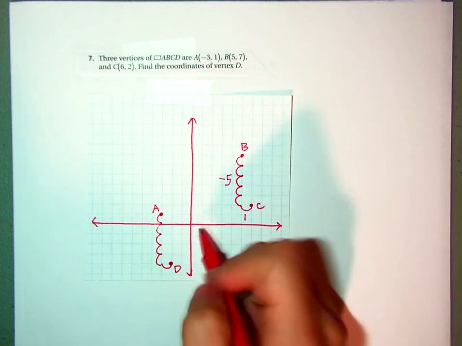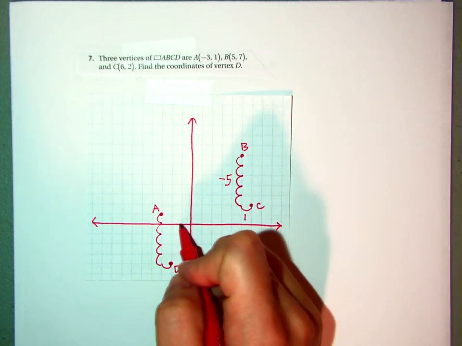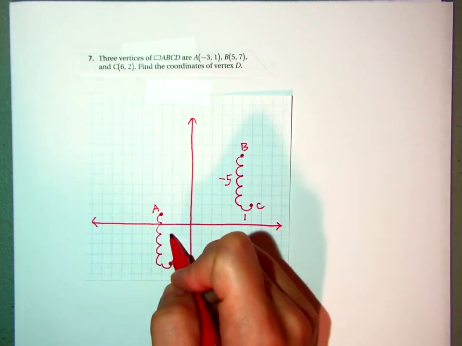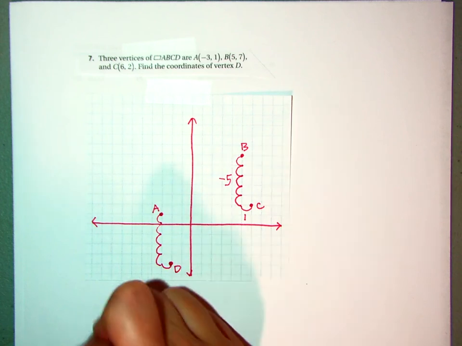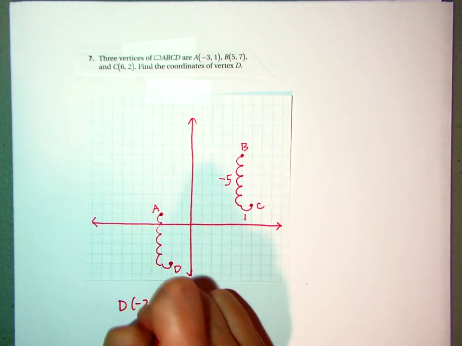and that's where my D is supposed to be. So let's find out what that coordinate is. So that's going to be at -2, -1, 2, 3, 4. So D is going to be at -2, -4.